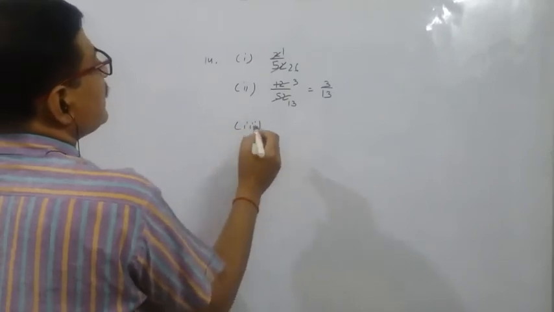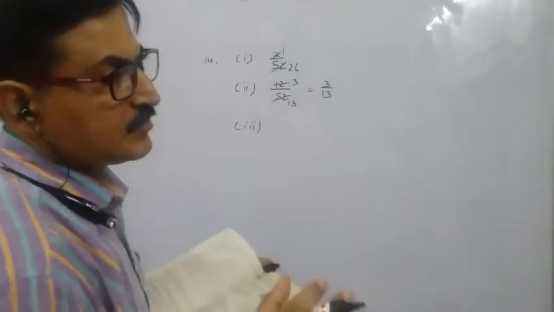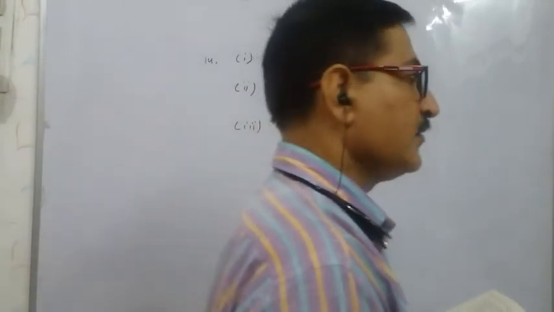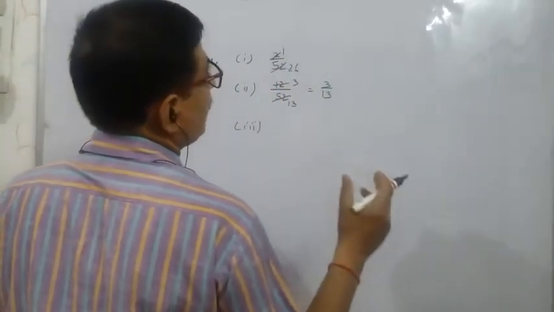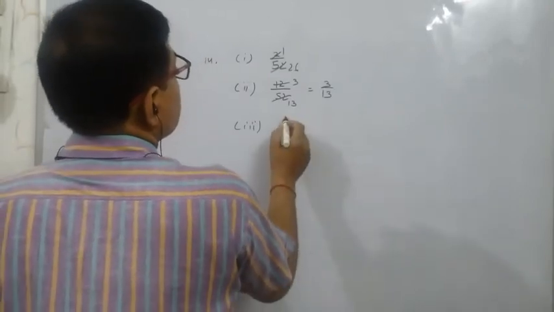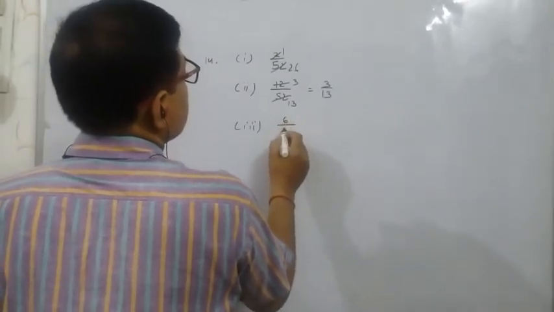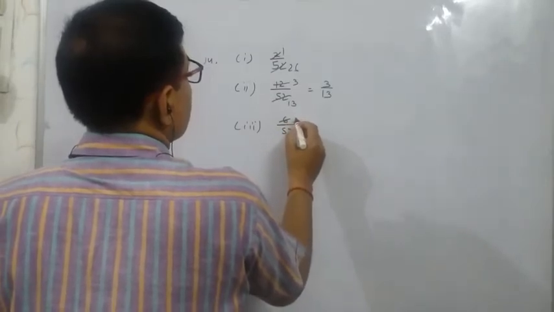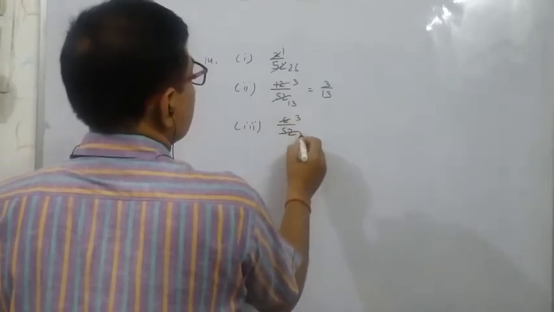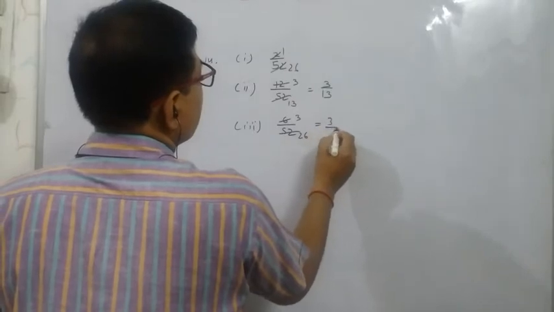Now next, red face card. Again, red face card means what? 3 will be of heart and 3 will be of diamond. So 6 face cards are of the red color. 6 out of 52. Then this will be 2 3s are 6 and 2 13s are 26. Means 3 out of 26.